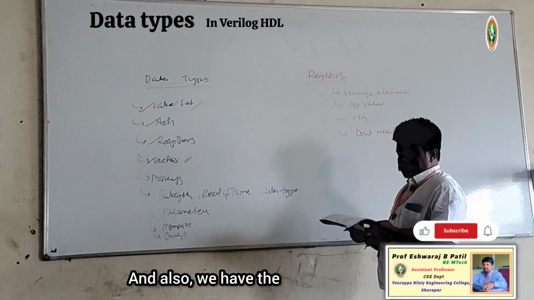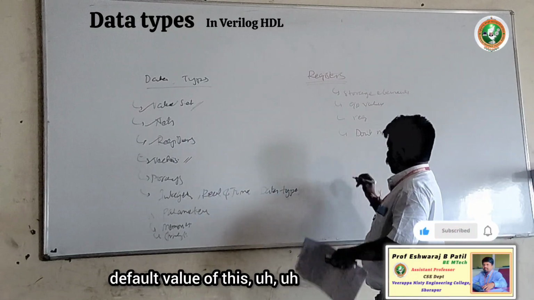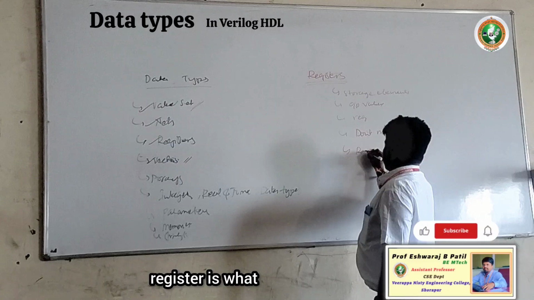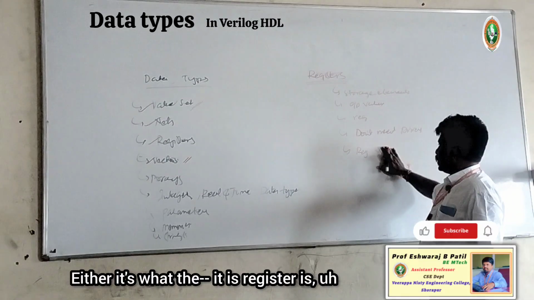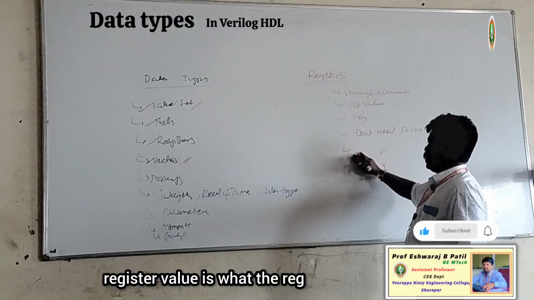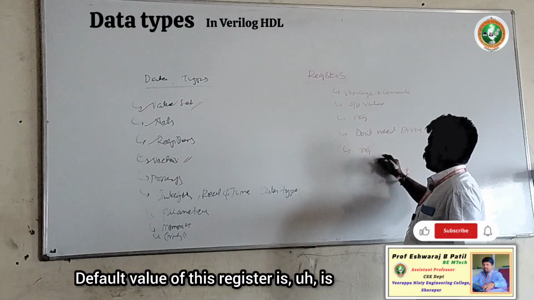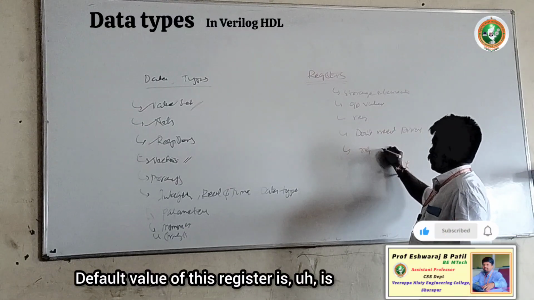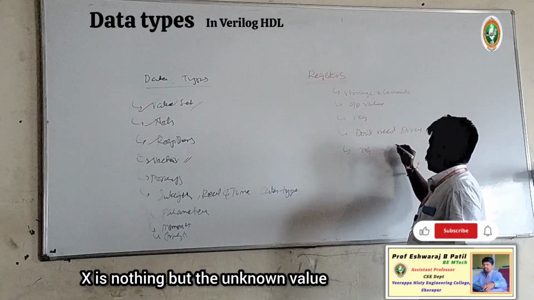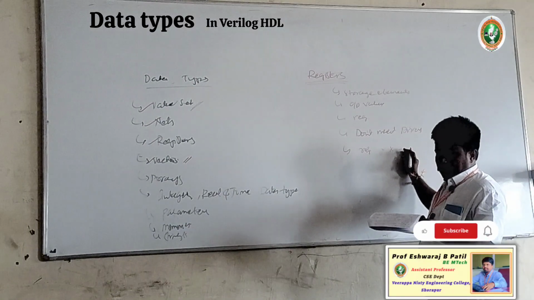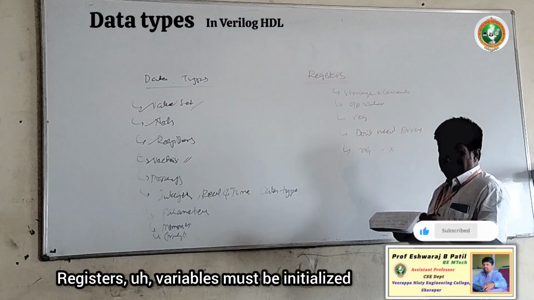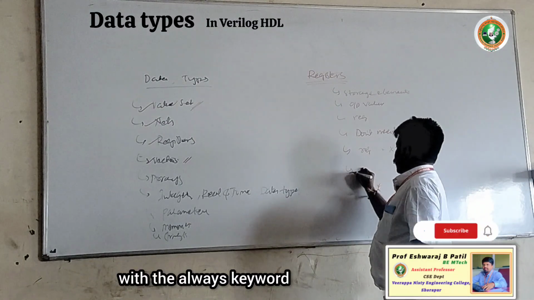And also the default value of this register is x only, the unknown value. It could be 0 or it could be 1. Okay, register variables must be initialized with the always keyword.